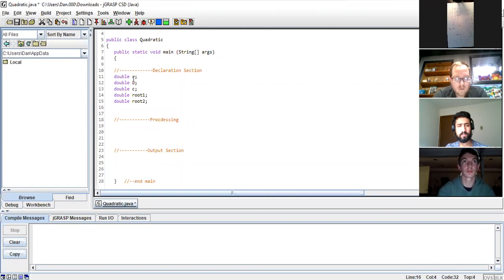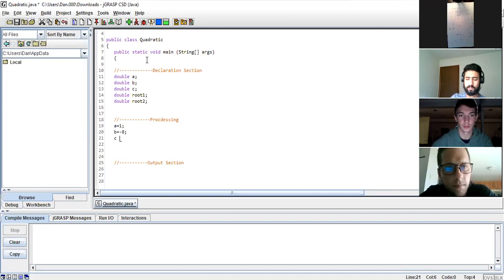Okay, so I'm going to come into my processing and use some of the test data we talked about. The first one, I'm going to let A equal 1. I'm going to let B equal -8. And I'm going to let C equal, what did I say for C? I wanted that to be a +7.